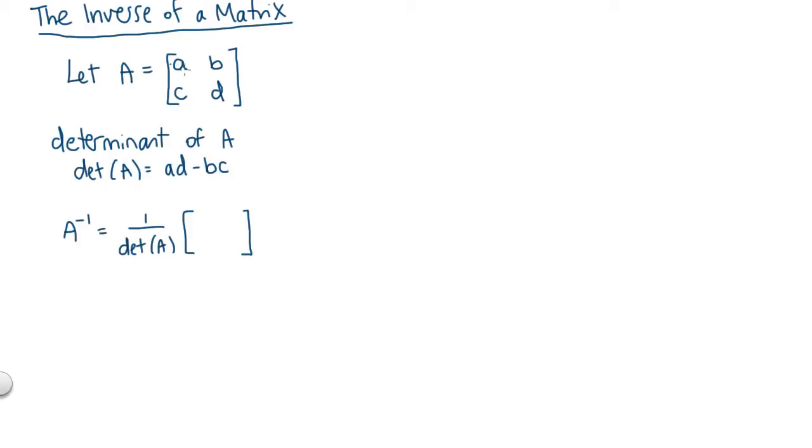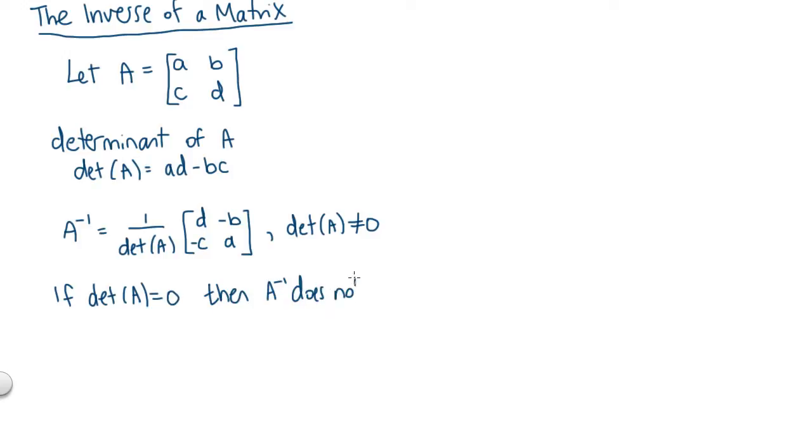We're going to swap the entries on the main diagonal of our matrix A, so that A and the D change places there, and the off diagonal elements here are going to change sign. So this gives us a formula for A inverse, and that works whenever the determinant of A is non-zero. If the determinant of A happens to equal 0, then A inverse does not exist.